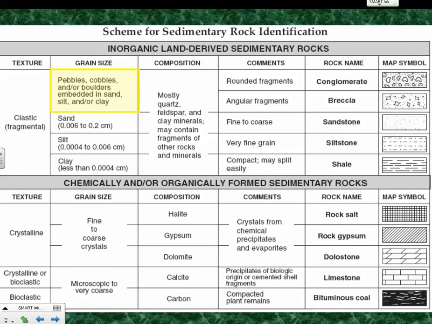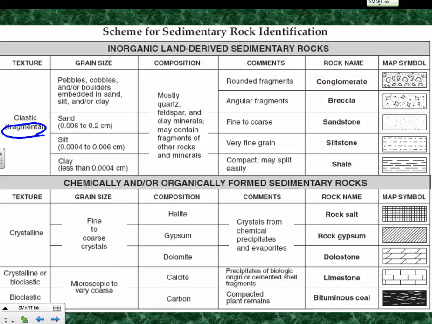So here they are in the reference tables. You can see these are clastic rocks. These are rocks made from fragments of other rocks, and they are pebbles, cobbles, or boulders perhaps, embedded in sand, silt, or clay. The composition is mostly quartz, feldspar, and clay minerals. Those are the most common minerals on the Earth's surface. That's why that's there.